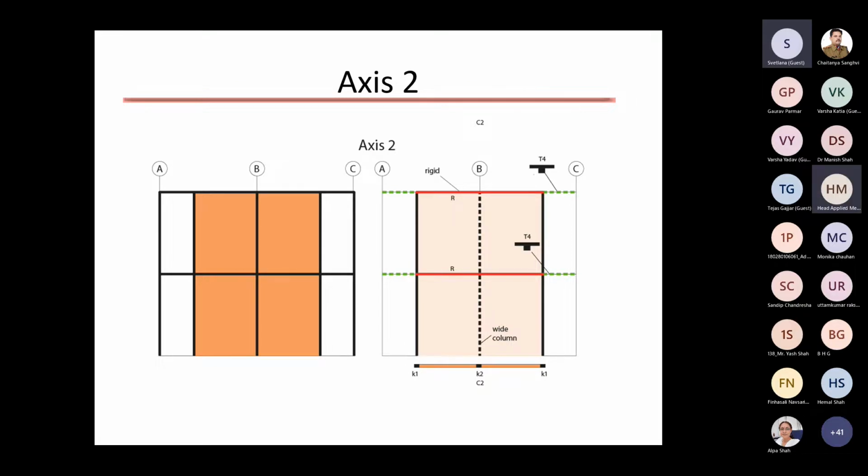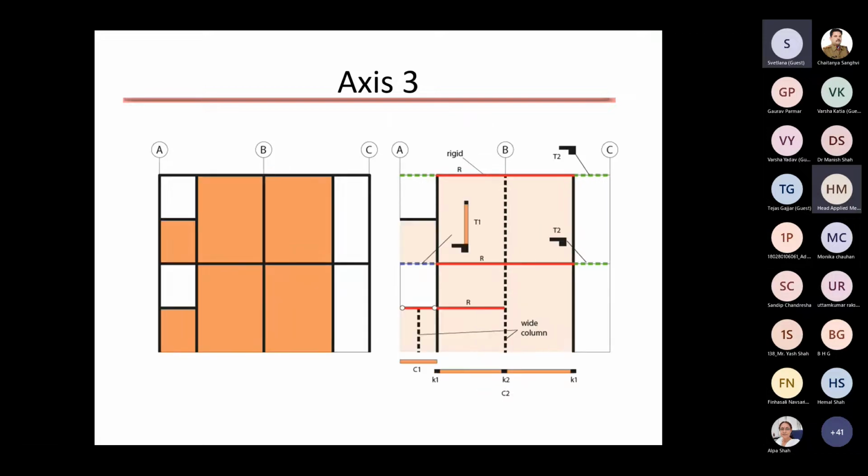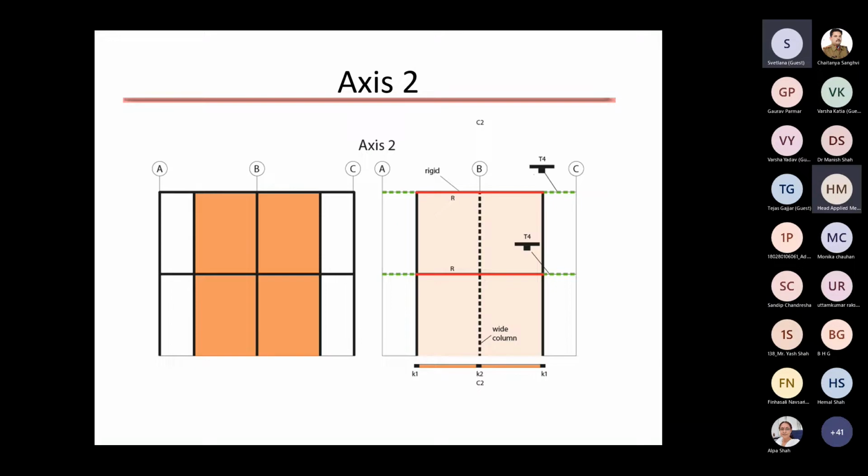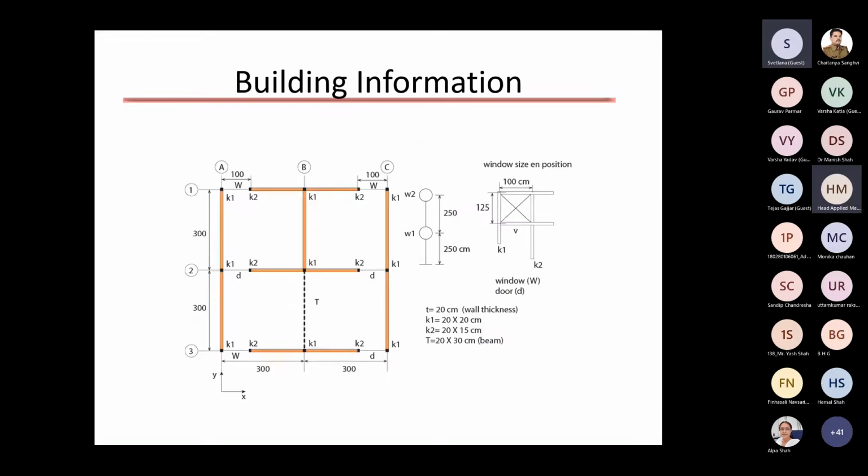So all these walls have been modeled. Then we have axis 3, which is similar if you look at the original plan. Axis 1 and 3 are more or less the same, so there is no need to discuss. We already discussed axis 1 and axis 2, and we will now discuss axes A, B and C, which are in the other direction.